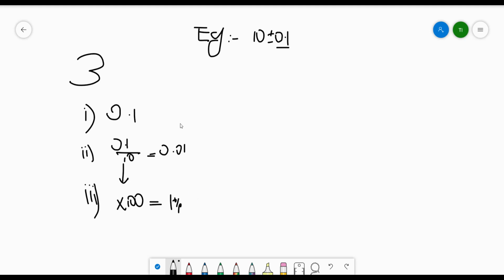So to recap, there's three ways to express an uncertainty. The first way is absolute, AB. The second way is fractional, and the third way is percentage.